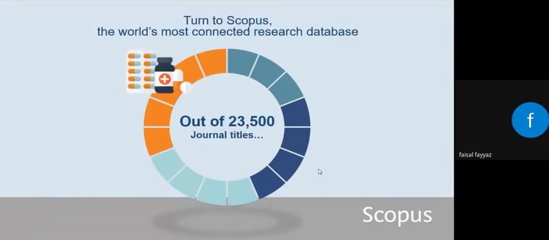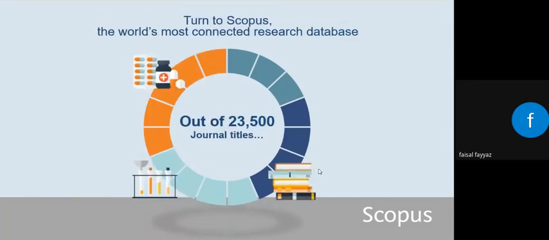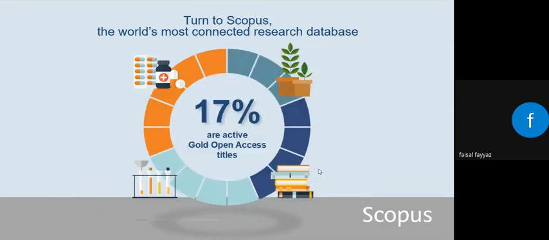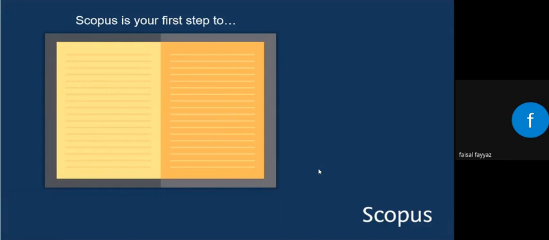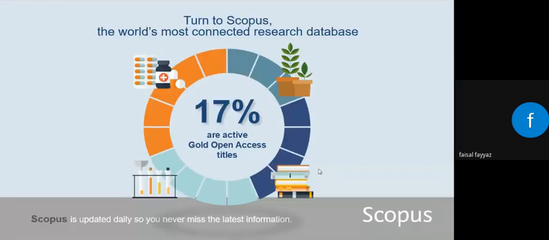So the world's most connected research database, out of 23,500 journal titles available, 17% are active gold open access titles here, and it means no one can deny the importance of your Scopus journal. So Web of Science is highly ranked, but after that, Scopus having some work underneath Web of Science, but widely it is accepted and it's playing a vital role in research as well.